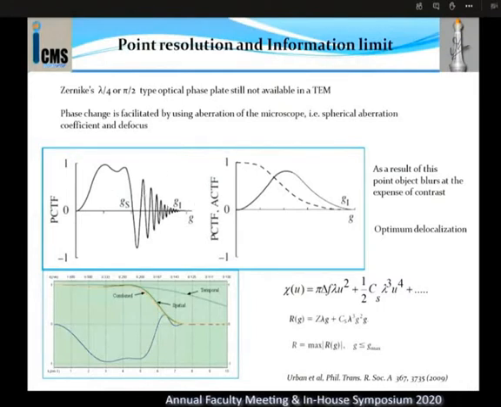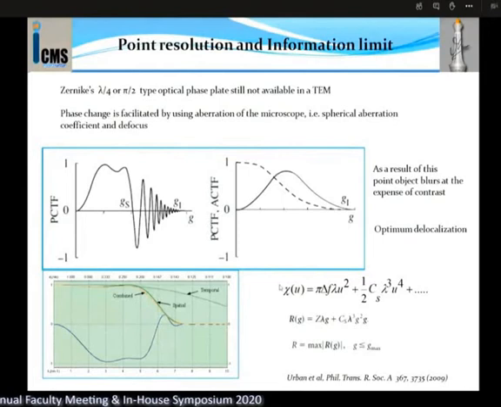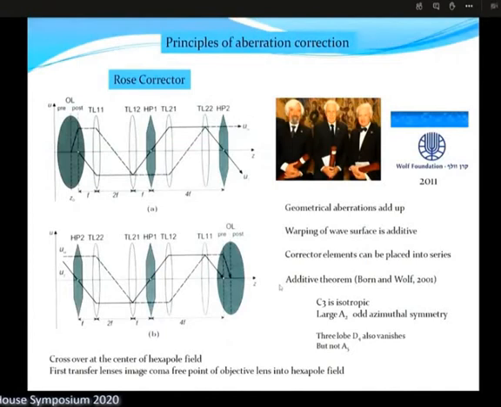The ideal shape of the PCTF should be like this, to minimize the gradient of the PCTF function and to minimize the delocalization in the image. If the environment is not very stable, if noise is coming from the environment, for example stray electromagnetic fields and vibration, they appear as incoherent aberrations, and they lower the point resolution of the system. So in the aberration corrected microscope, we have the Rose corrector. This was developed by these three professors, Harald Rose, Max Haider, and Knut Urban, who were also awarded the Wolf Prize in physics in the year 2011.